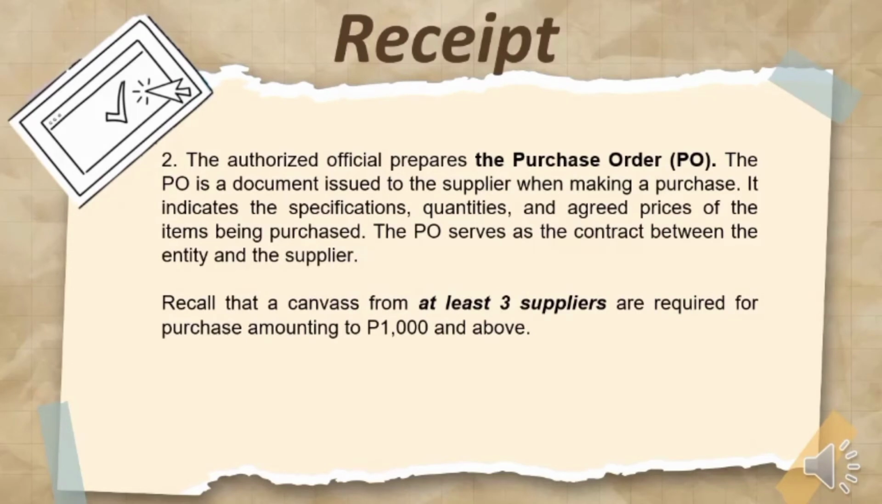It indicates the specification, quantities, and agreed prices of the items being purchased. The purchase order serves as the contract between the entity and the supplier. For instance, a canvass from at least 3 suppliers is required for purchases amounting to 1,000 pesos and above.